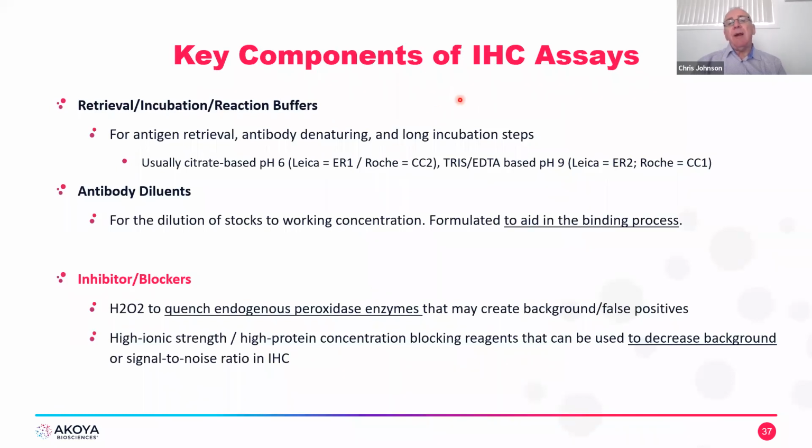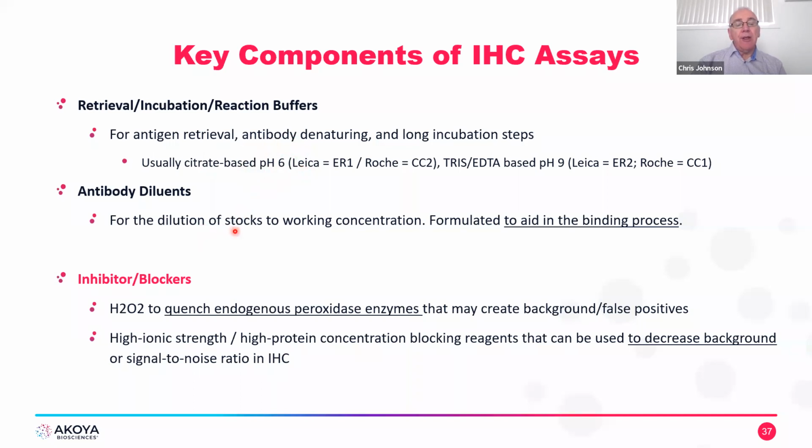Key components in any immunohistochemistry assay are the retrieval buffer, that is your antigen retrieval buffers, the antibody diluents that you use, and whatever inhibitors or blockers that you're going to use. In the case of antigen retrieval, there are usually two types that we generally use. We can use a citrate-based pH 6 buffer, or we can use a Tris-EDTA pH 9 buffer. What is used really depends on what the vendor of the antibody recommends, although pH 6 is fairly close to a universal one in most cases.